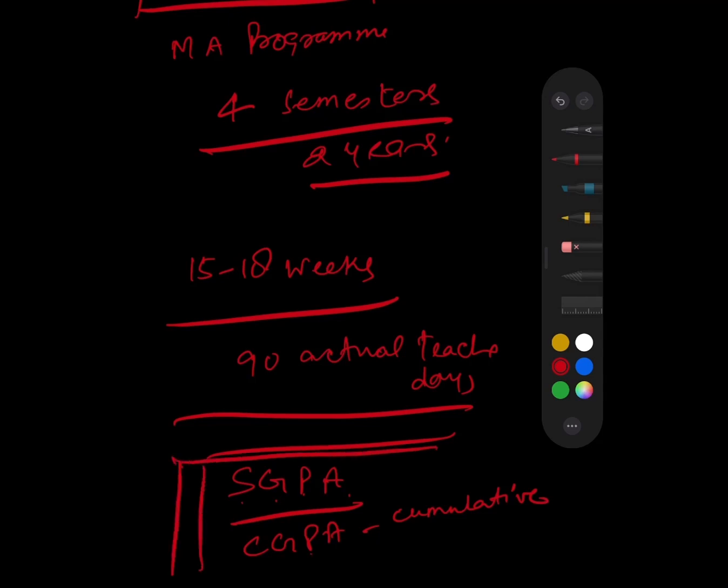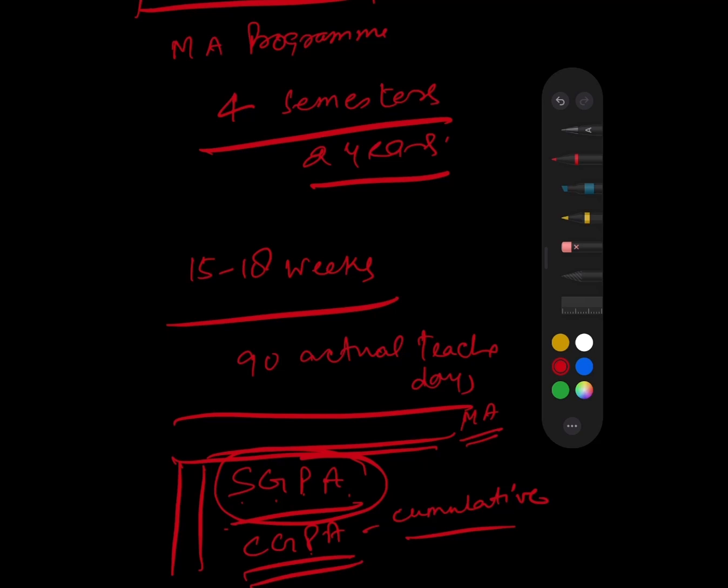How will you calculate it? I'll tell you. SGPA, semester grade point average. CGPA, cumulative grade point average. Say, for example, you have taken admission in the MA program. So after the first semester, you are given SGPA. Then second semester, SGPA. Then third semester, SGPA. Then fourth semester, SGPA. And then all SGPA will be combined and you will be given CGPA, that is cumulative grade point average. These were the terms which were very important in the CBCS system.